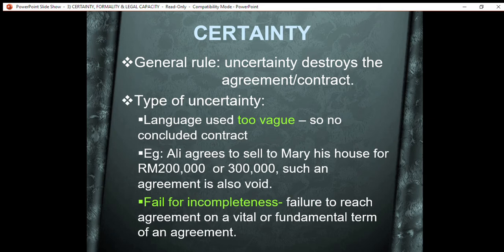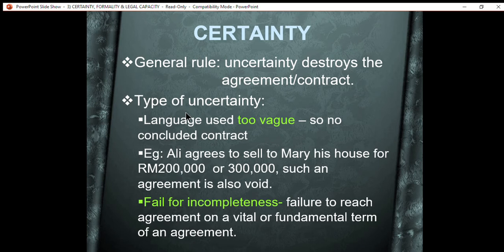Similar to intention to create legal relations, certainty also does not have very detailed provisions under the Contracts Act, but we may refer to the common law positions. There are two types of uncertainty.